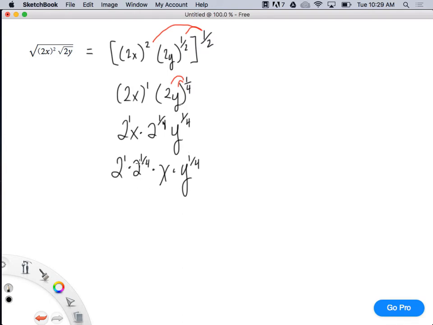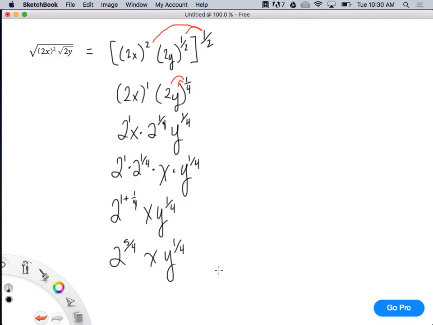But this 2 to the 1 times 2 to the 1/4, I have a product of two things raised to an exponent. What do I do with the exponents? Add them. So it's 2 to the 1 plus 1/4 times x y to the 1/4. 1 is 4/4. 4/4 plus 1/4 is 5/4, or 5 over 4. 2 to the 5/4 power x y to the 1/4.